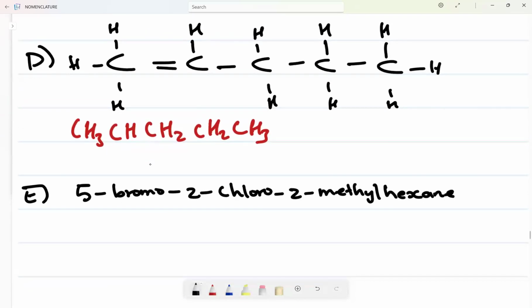Now, the question might be, why do I not start with 2 because it is the lowest? But remember, when I name, I consider the letter: B comes before C, comes before M, like that. Good.